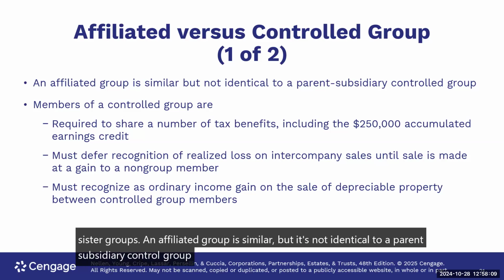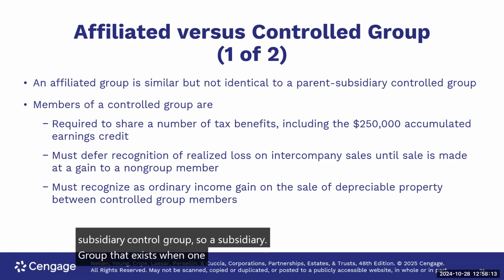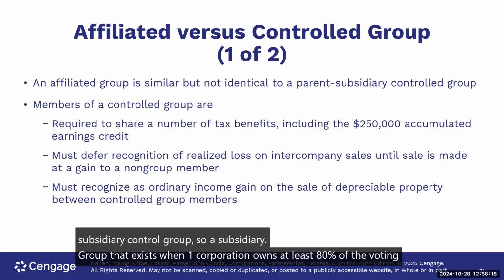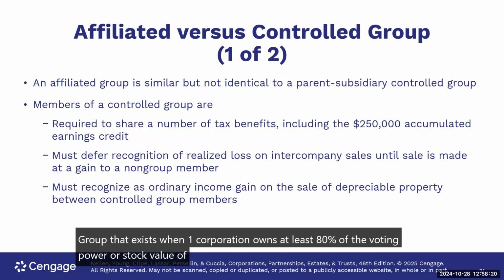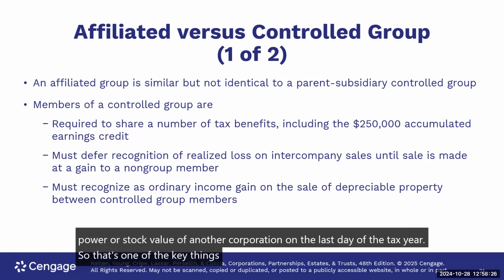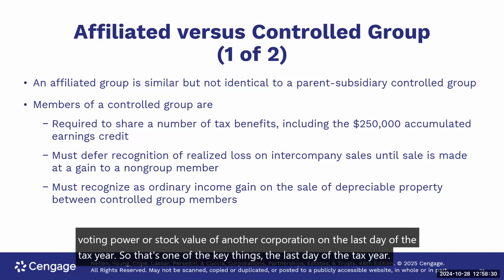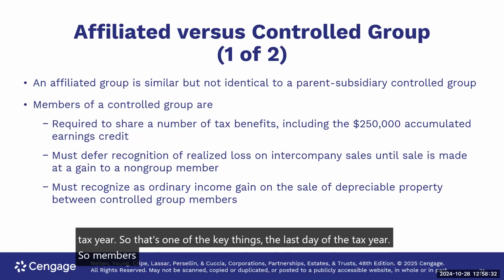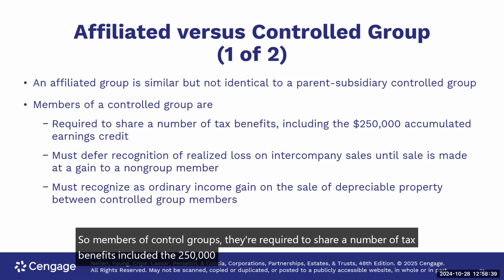So a parent-subsidiary control group exists when one corporation owns at least 80% of the voting power or stock value of another corporation on the last day of the tax year. So that's one of the key things, the last day of the tax year. Members of control groups are required to share a number of tax benefits, including the $250,000 accumulated earnings credit.